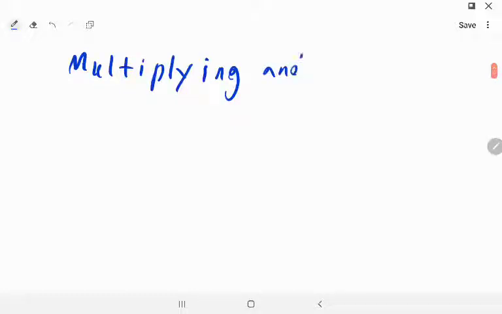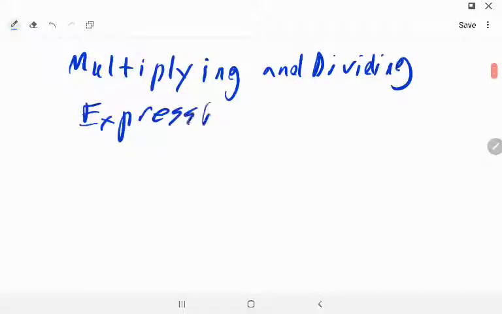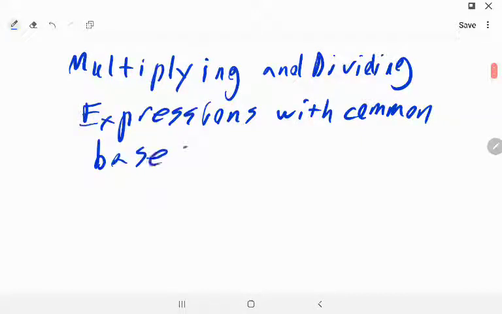Okay, so section 5.1 is on multiplying and dividing expressions with common bases. And so the first thing we need to keep in mind is the idea of exponential notation.